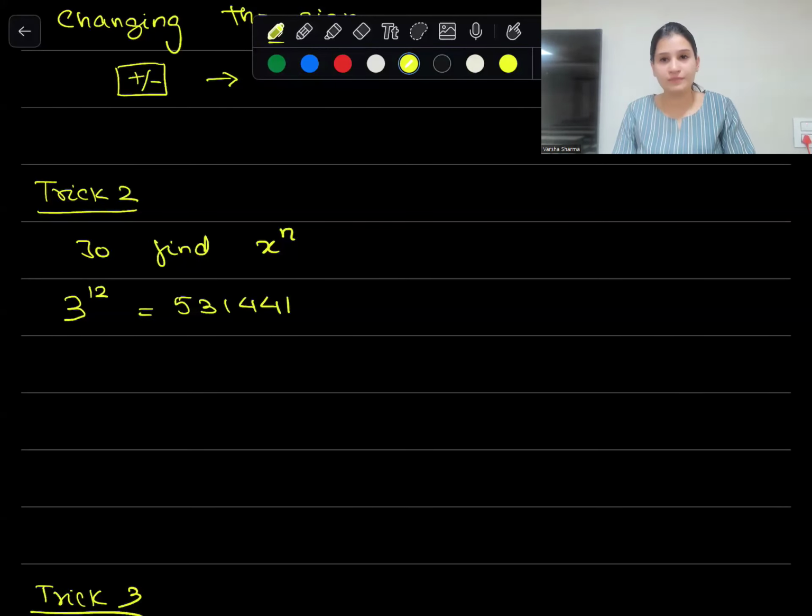531441. Have you all understood this? Yes, ma'am. Let us try to calculate 4 power 10. Calculate 4 power 10, everyone.